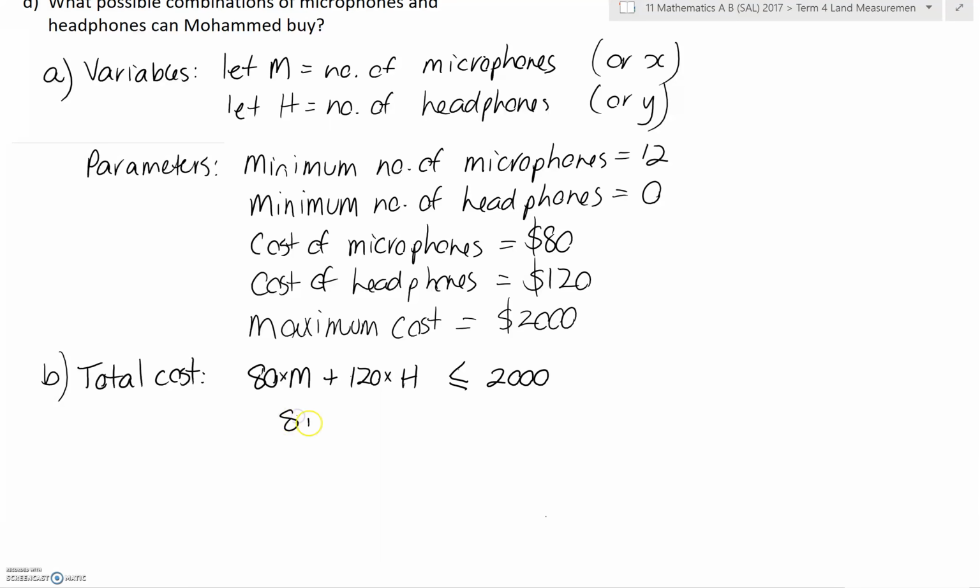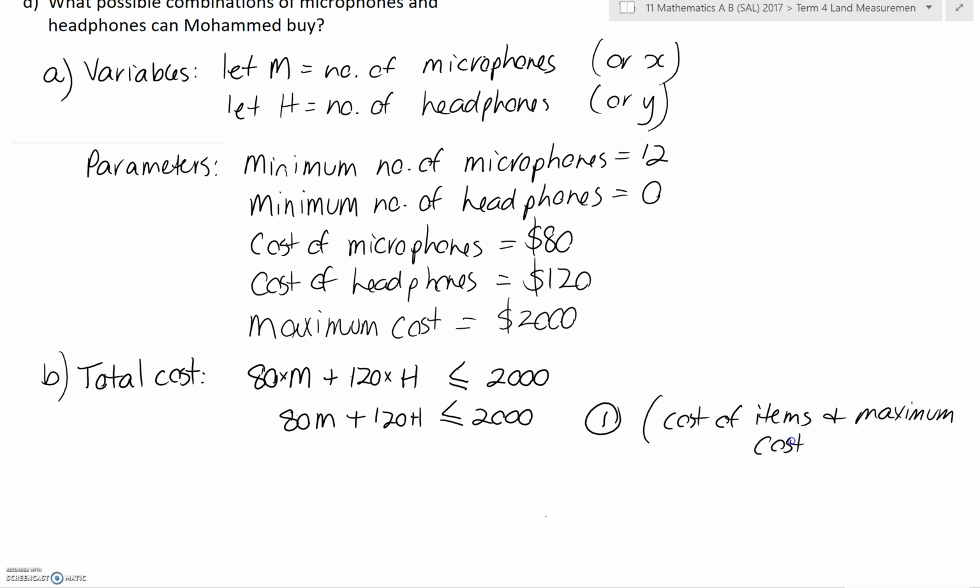So I'm just going to simplify that a little bit further. We don't need those multiply signs. If you can go straight to writing this constraint like this, do that. But if you need a few steps, that's also fine. So that is going to become our constraint number 1. And that takes into account the cost of the items and the maximum cost. So we've taken those, that, and that into account so far.